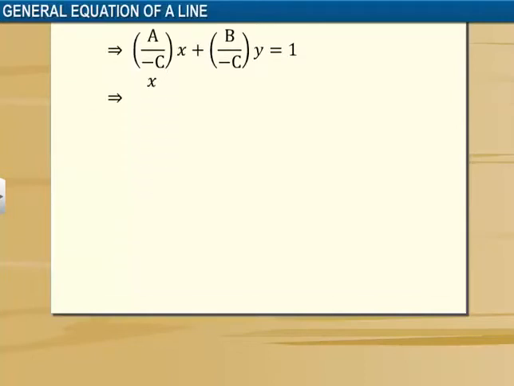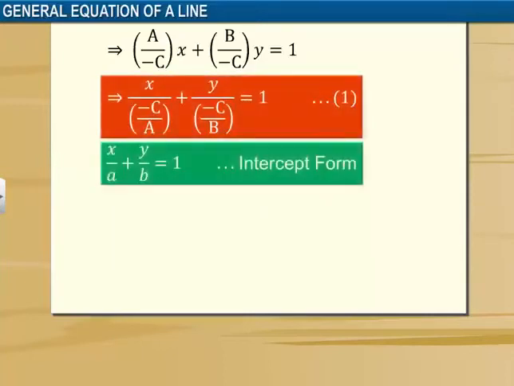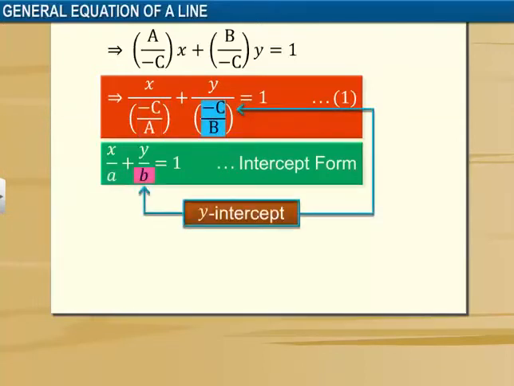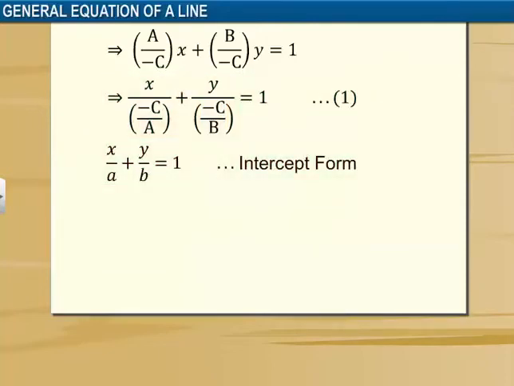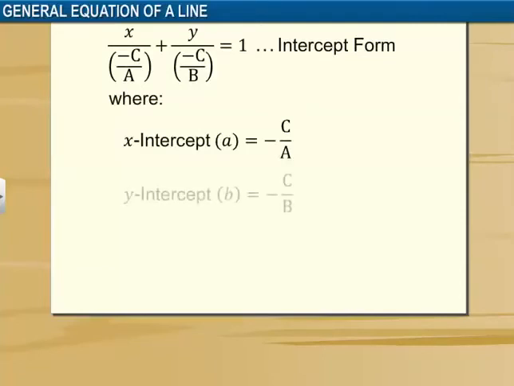Rearranging the terms, we get x divided by minus c upon a plus y divided by minus c upon b is equal to 1. Equation 1 is similar to the intercept form of the equation of a line, where the x-intercept a is given by minus c upon a, and the y-intercept b is given by minus c upon b. Thus, equation 1 represents the intercept form of the equation of a line, where the x-intercept is minus c upon a and the y-intercept is minus c upon b.